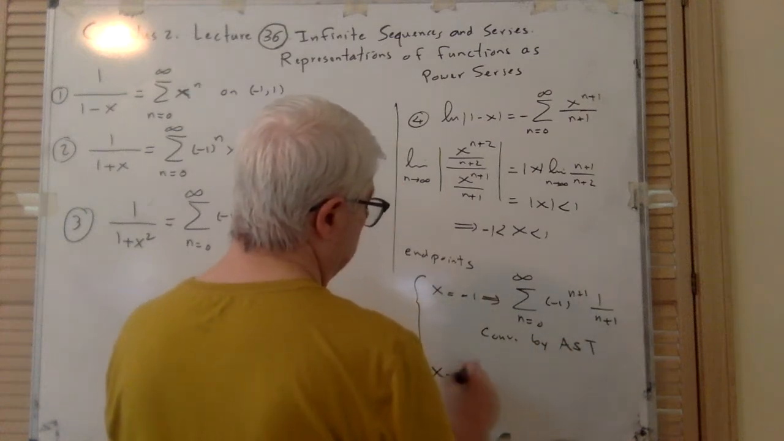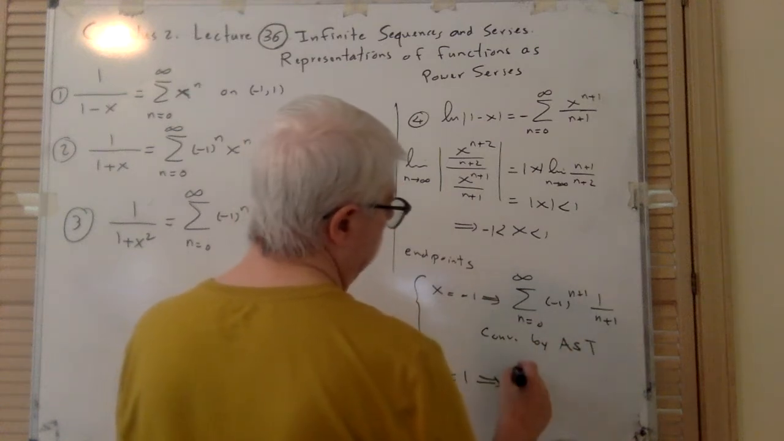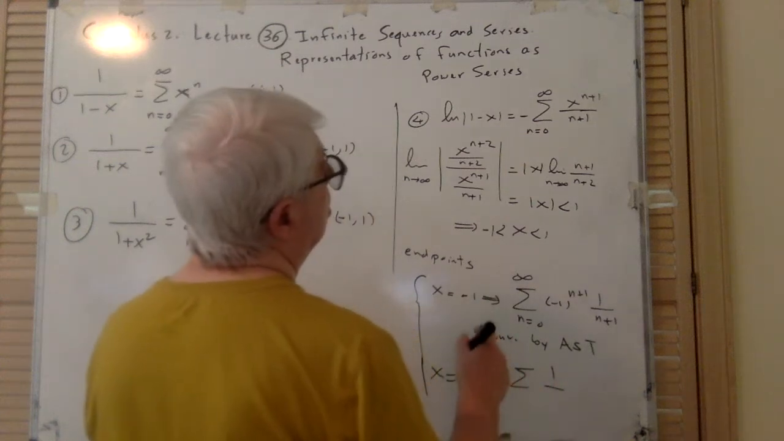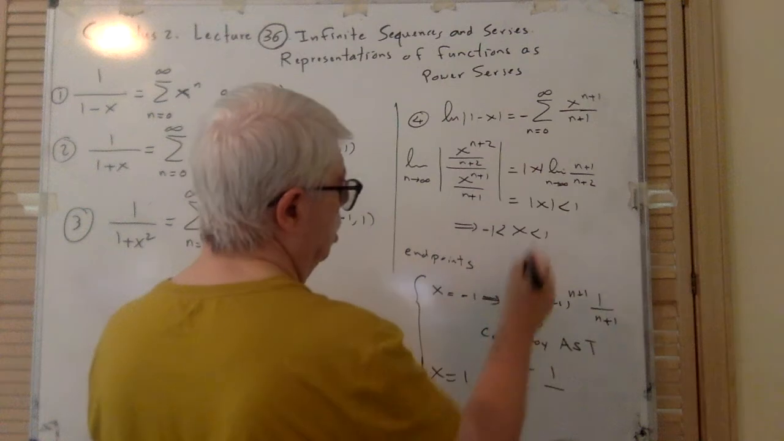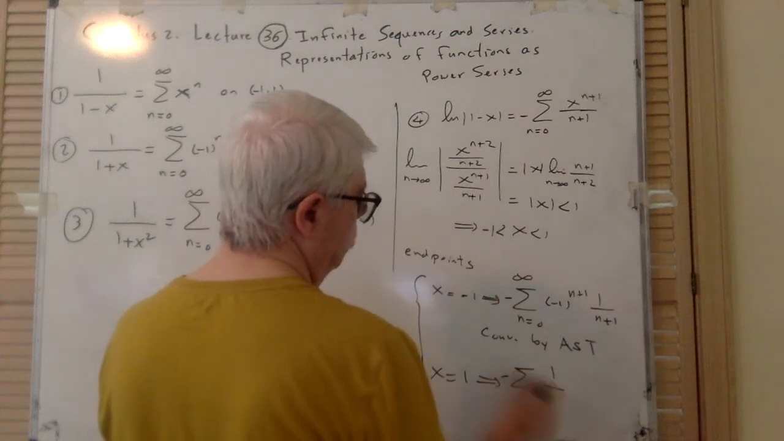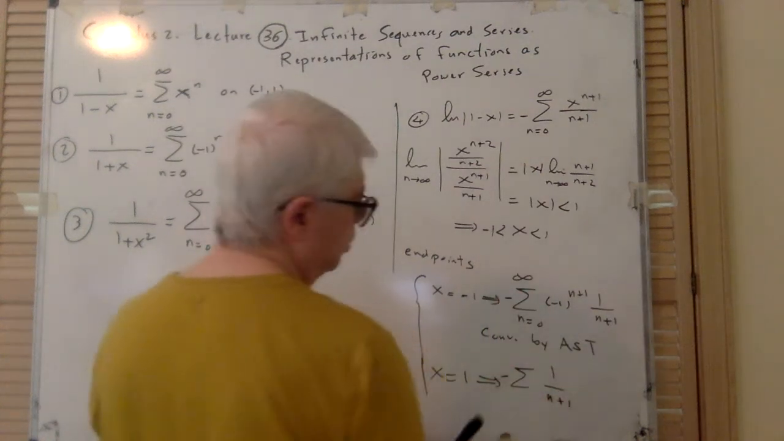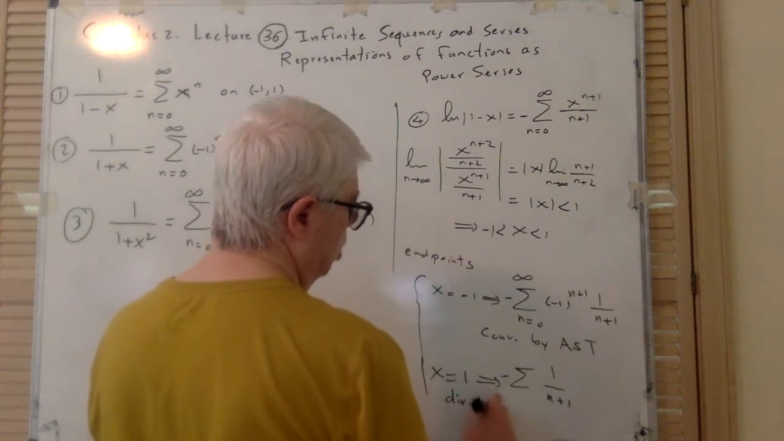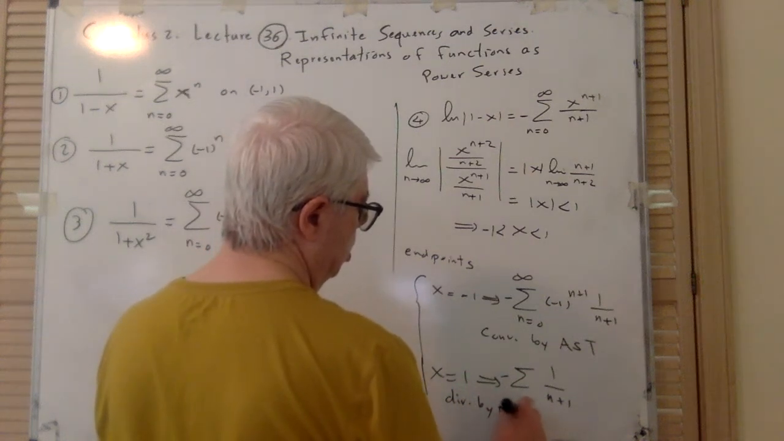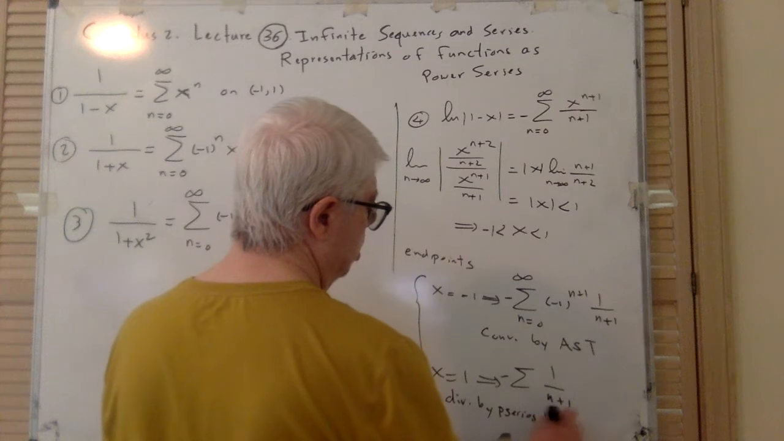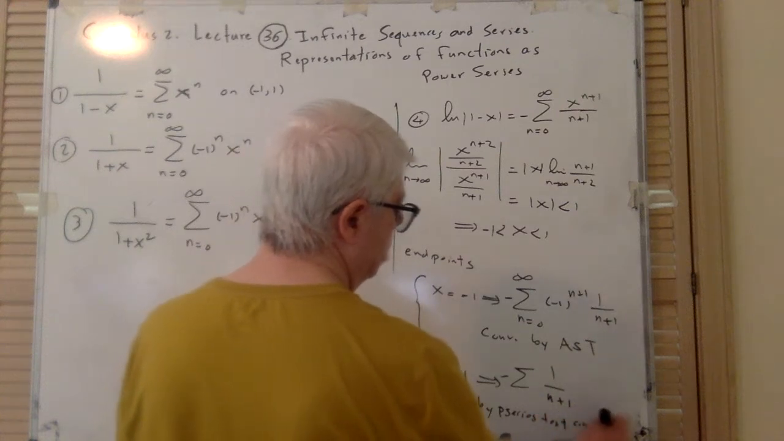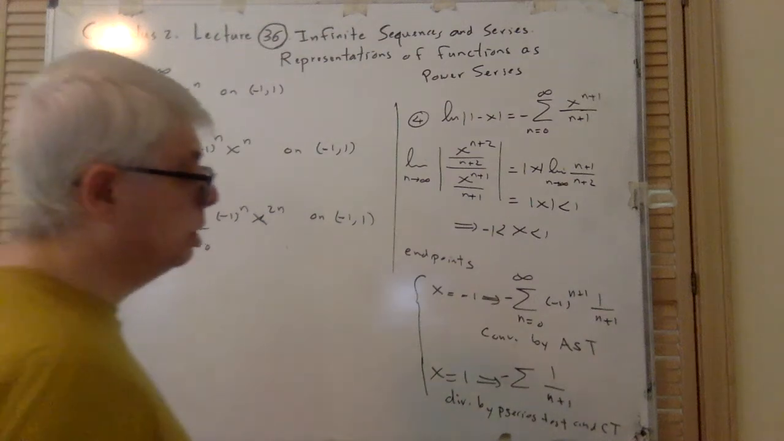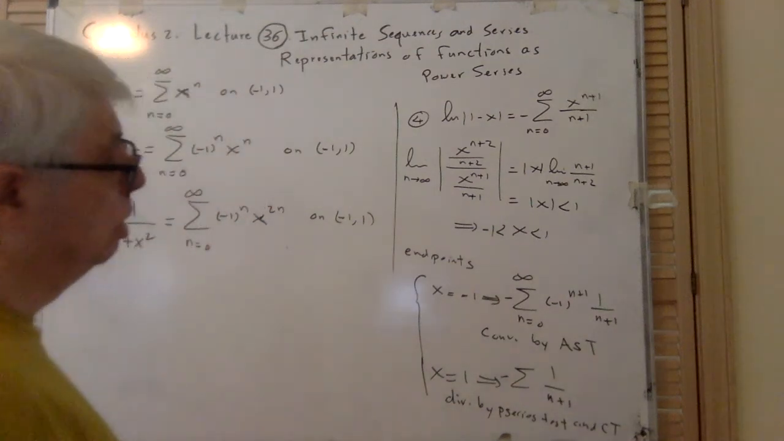At x equals 1, we have sigma, oh, there's a negative, so it is -1 over n plus 1. Negative or positive, this is divergent. Divergent by P series test and comparison test. Both the comparison test and the P series test give me that this is in fact divergent.